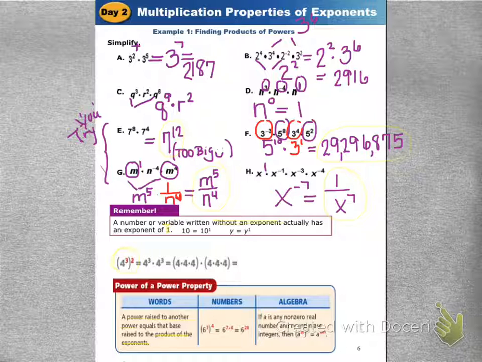There's an example with numbers. 6 to the 7th raised to the 4th would actually be the same as saying 6 to the 7 times 4, or 6 to the 28th power. And that works as well with variables.